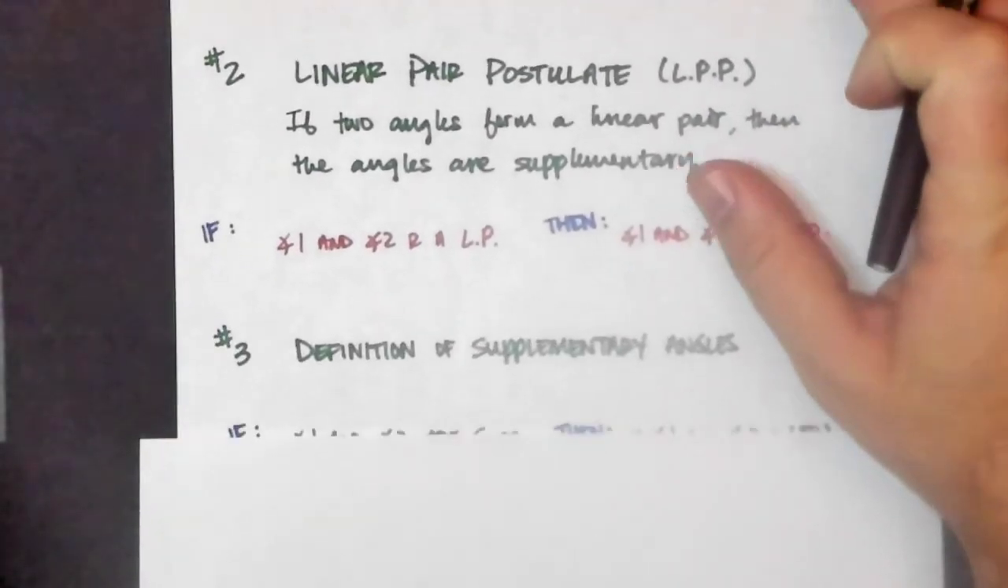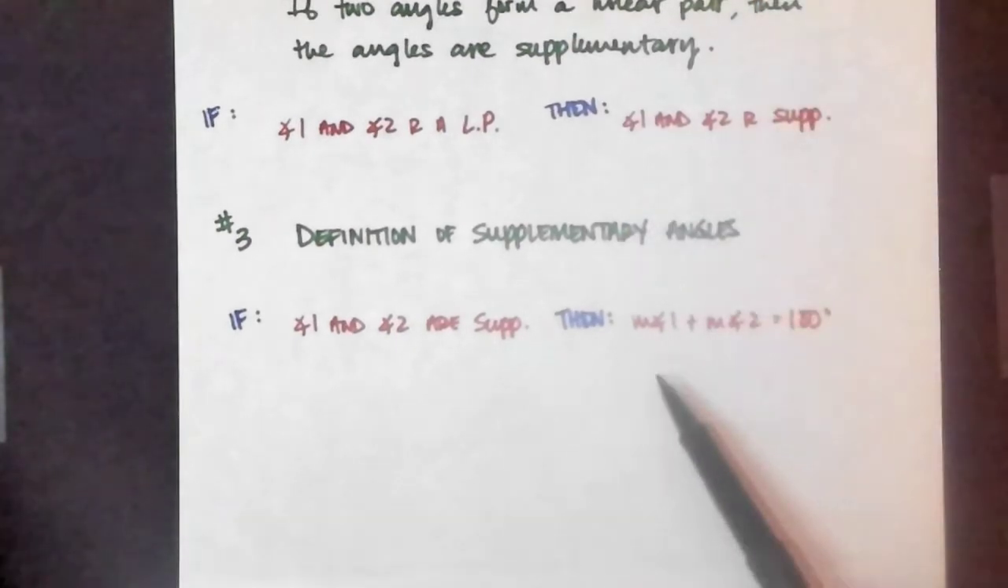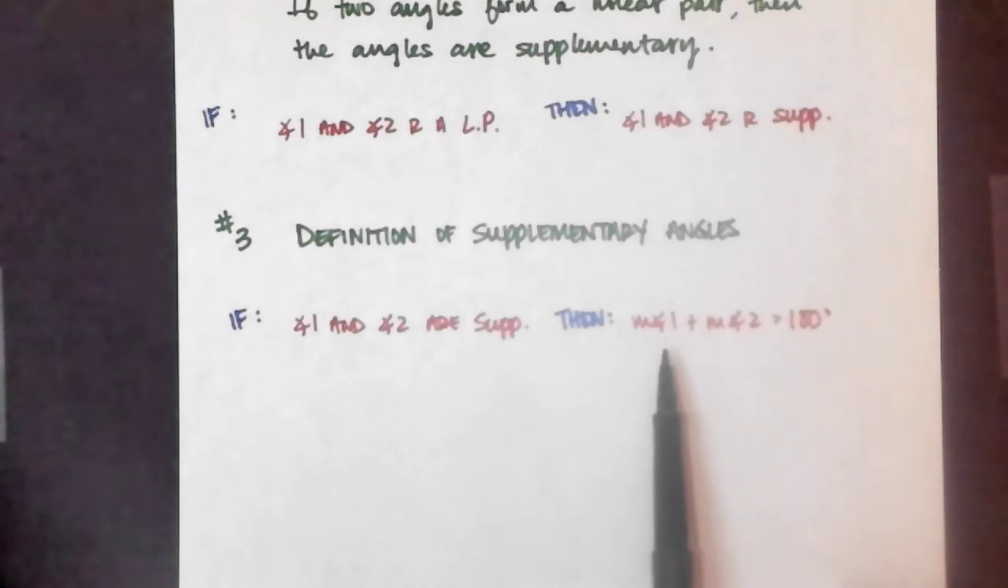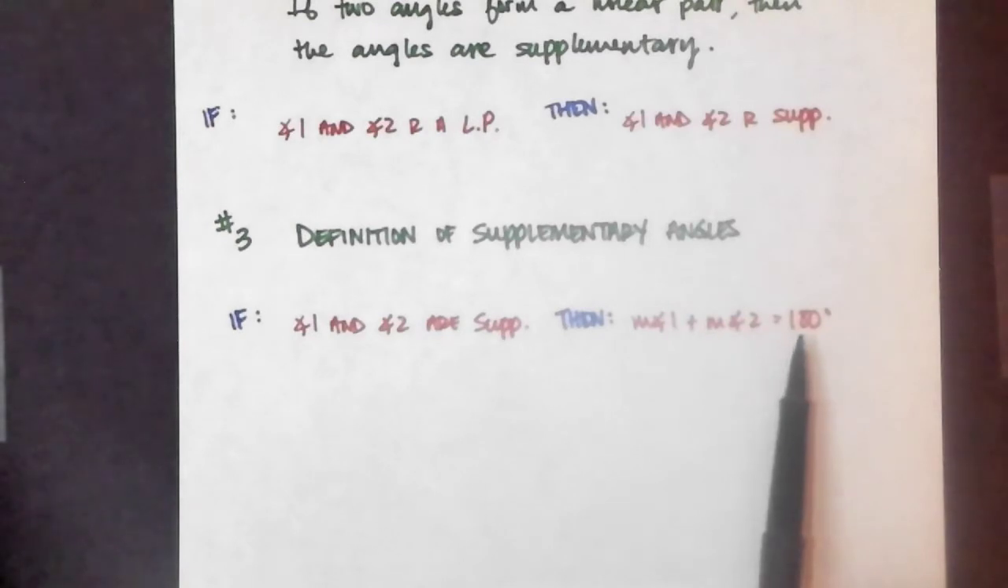And we've already talked about our definition of supplementary angles, but here it is again. If we have two angles that are said to be supplementary, we can conclude that the measure of those two angles' sum is 180.